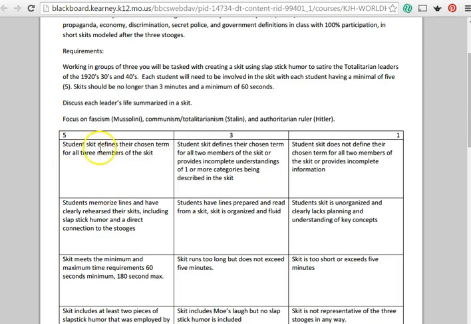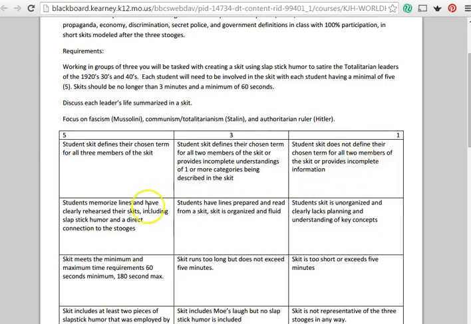For 5 points, your skit defines the chosen term for all 3 members of the skit. So whatever term you pick to focus on, and I'll show you that on the back of the assignment sheet here, that's what you need to focus on. So you could do their lives, or you could do the terms themselves, focusing on the difference between fascism, communism, totalitarianism, authoritarianism. If it simply defines the chosen term for 2 members, then it's a 3, and if it doesn't define it, it's a 1.